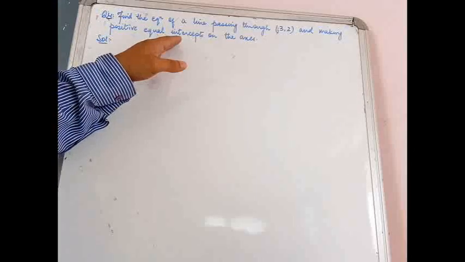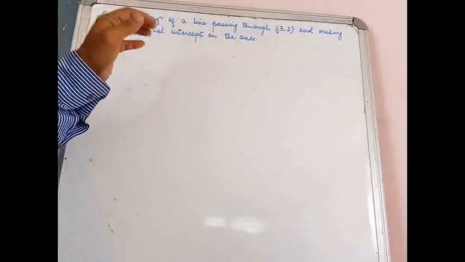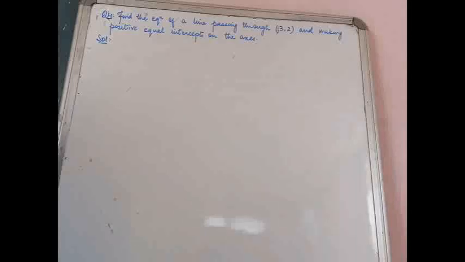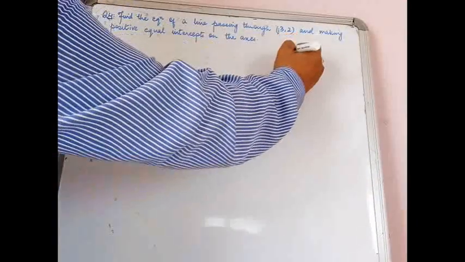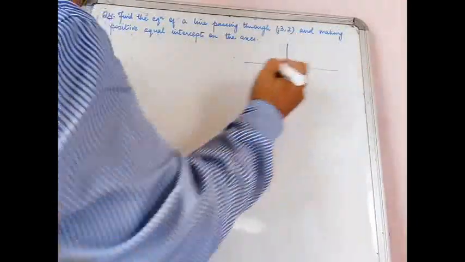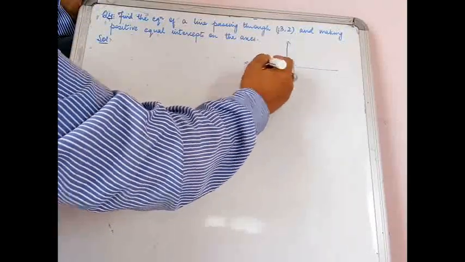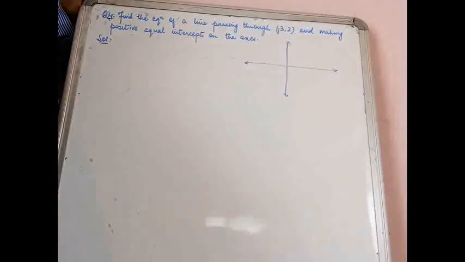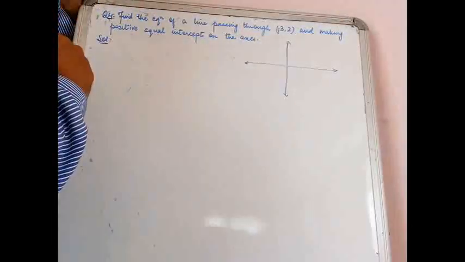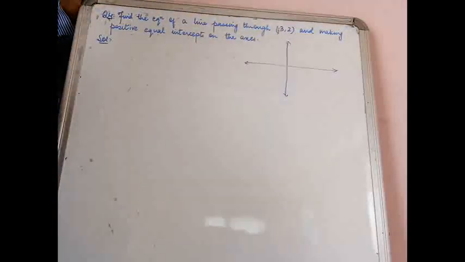Okay, the word intercept has been used, so we will have to make use of that. Let us understand our question once again by drawing a rough sketch. Suppose these are the two axes that we have, the x-axis and the y-axis. Find the equation of our line which is passing through the given point 3, 2.